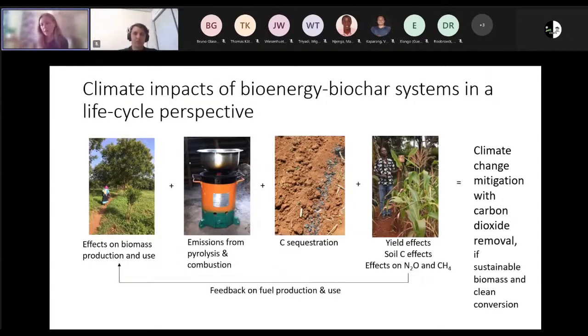It also can affect the other emissions from the soil. All of this in total will improve the biochar system, giving it an even better relative to the original situation. And we've seen also then that to get net negative carbon dioxide removal systems, it's needed that we have sustainable biomass and a clean conversion, clean production system for producing the biochar.